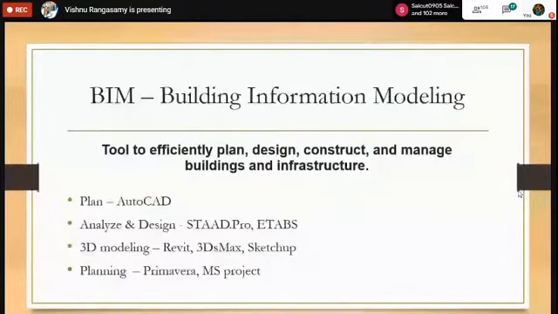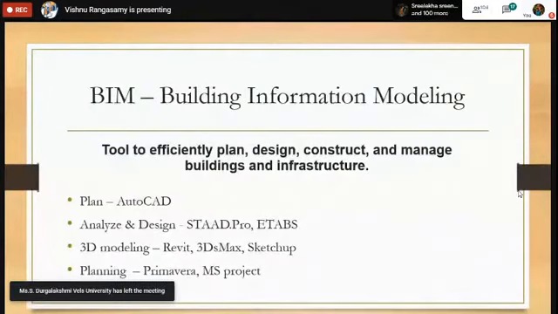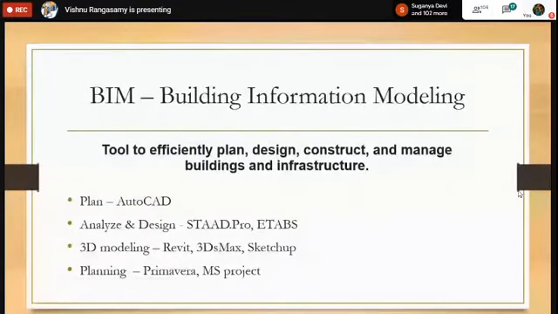So next, building information modeling. What is building information modeling? Many of you have probably already learned something about it. It is a tool to efficiently plan, design, construct, and manage buildings and infrastructure. We used AutoCAD. There are many products for planning, analyzing and designing: STAAD.Pro, ETABS. For 3D modeling, you use Revit, 3ds Max, SketchUp. For planning, Primavera, MS Project. There is so much software available. These are the most commonly used.